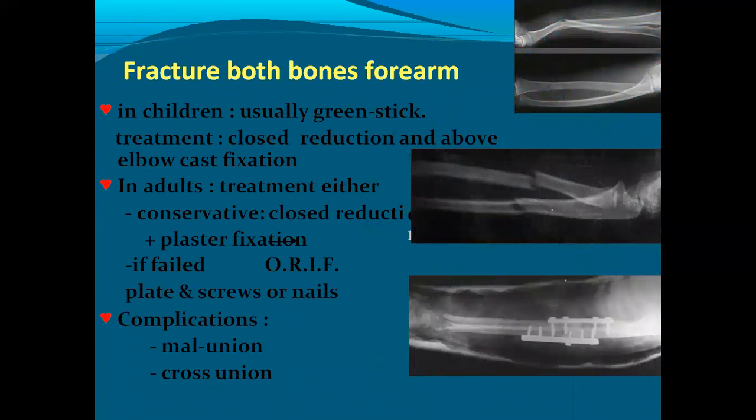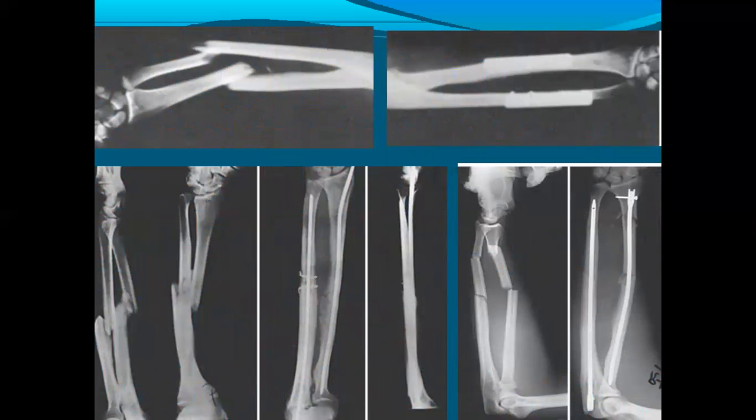Fracture of both bones of the forearm in children is usually greenstick. Treatment is closed reduction and above-elbow cast fixation. In adults, it is again ORIF. Complication is as usual malunion or cross union. Cross union is more complicated than malunion. This is a fracture of both the bones. This has been treated.